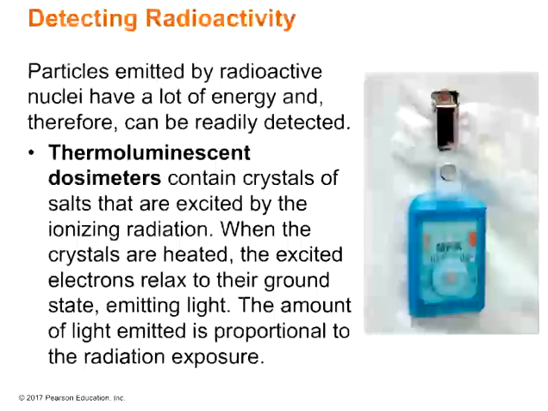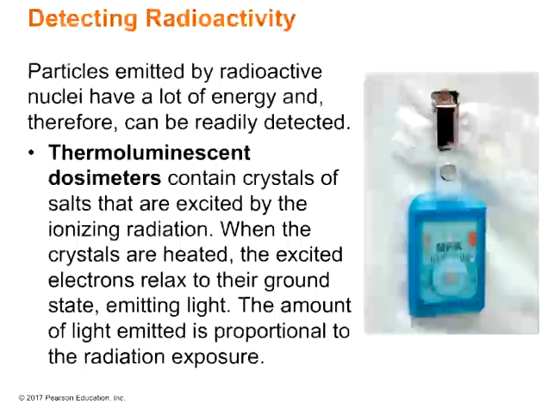Well, again, particles that are emitted by radioactive nuclei have a lot of energy, so they can be easily detected. Now, one option is something called a thermoluminescent dosimeter. This contains crystals of salts, and the electrons in the salts will get excited if exposed to high energy radiation.